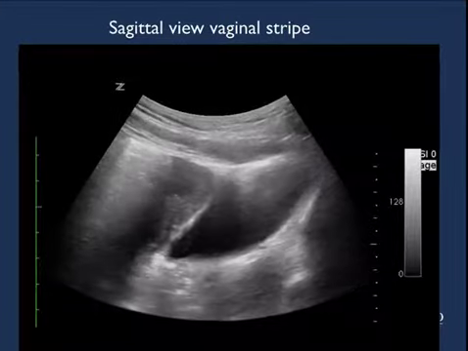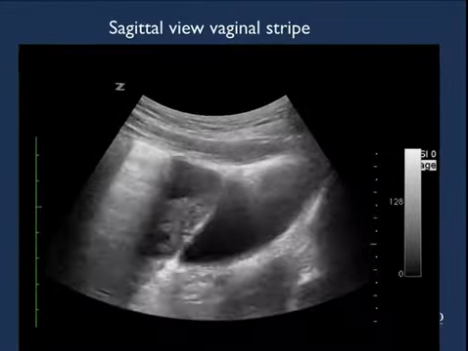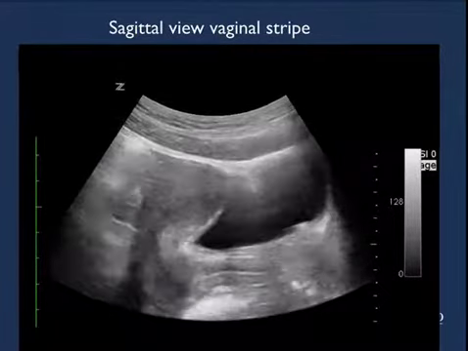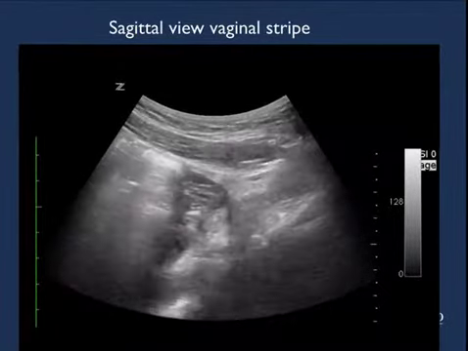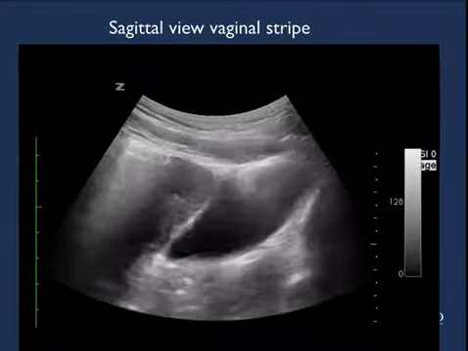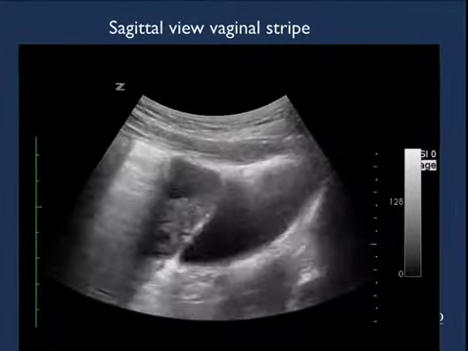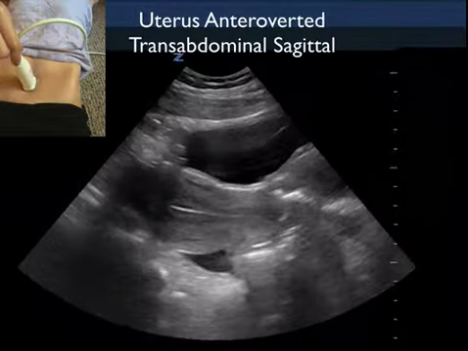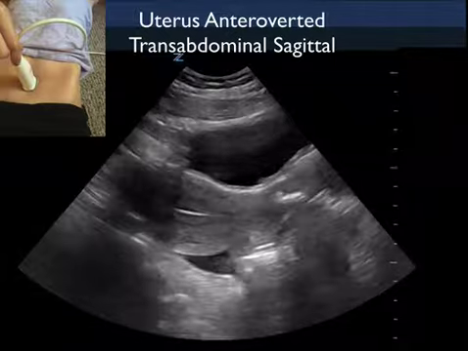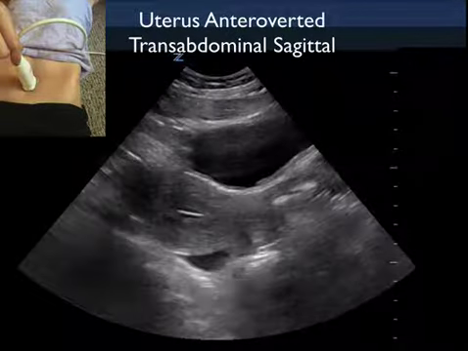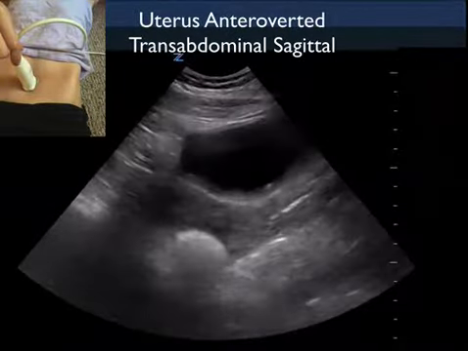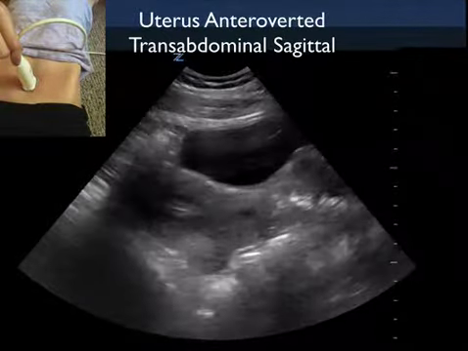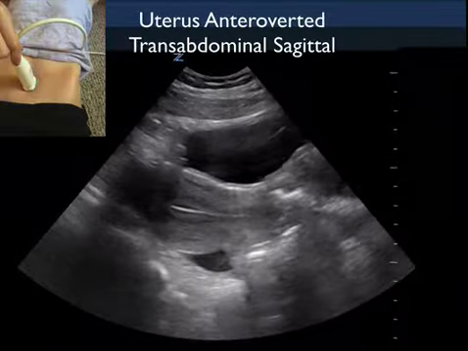This is another example of the view we will find in the hyperechoic vaginal stripe we will see posterior to the anechoic bladder. This is an example of an abnormal pelvis when we look at the uterus in an anteroverted orientation in a transabdominal sagittal view.